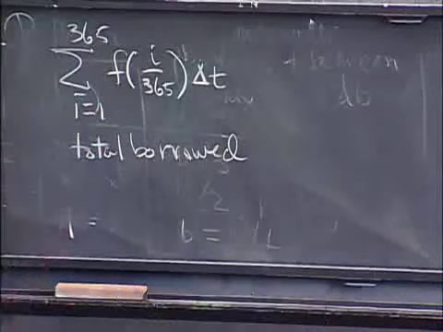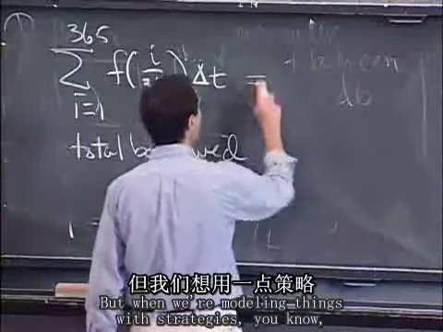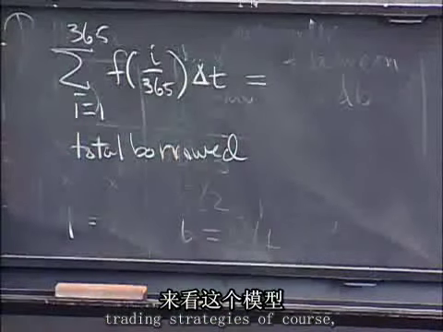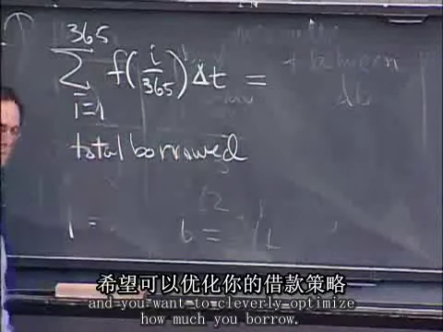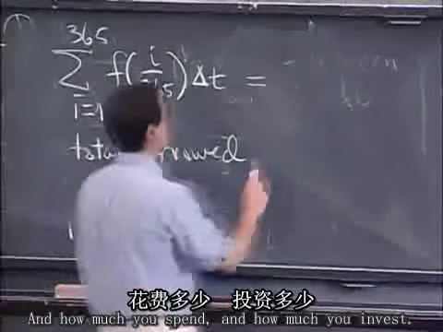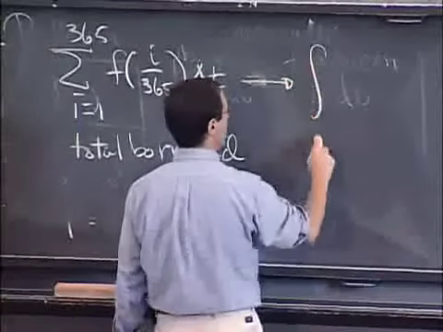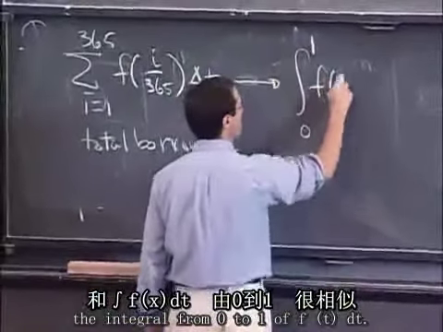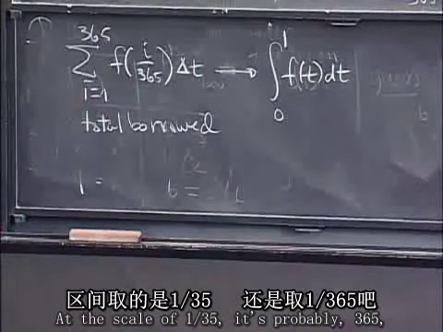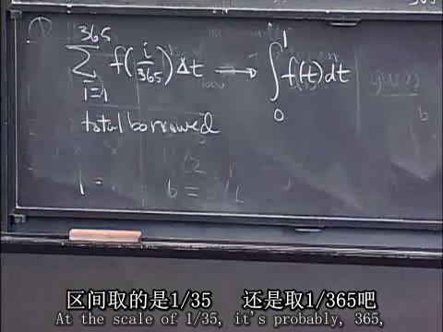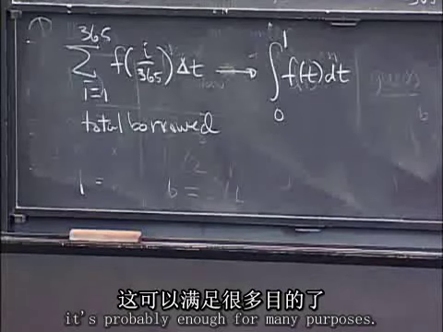Now, this is kind of a messy sum. In fact, your bank probably will keep track of it, and they know how to do that. But when we're modeling things with trading strategies, of course, you're really some kind of financial engineer, and you want to cleverly optimize how much you borrow and how much you spend and how much you invest. This is going to be very, very similar to the integral from 0 to 1 of f of t dt. At the scale of 1 over 365, it's probably enough for many purposes.